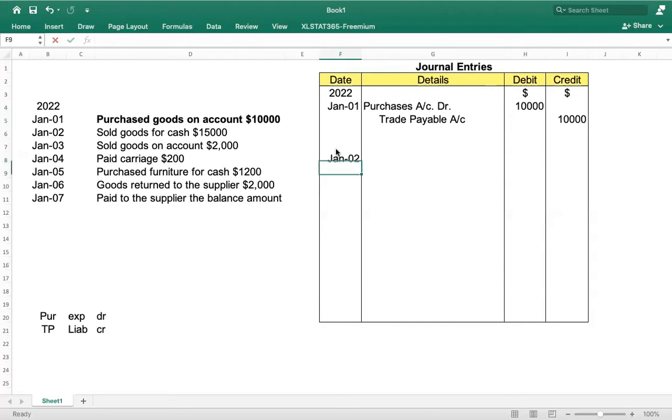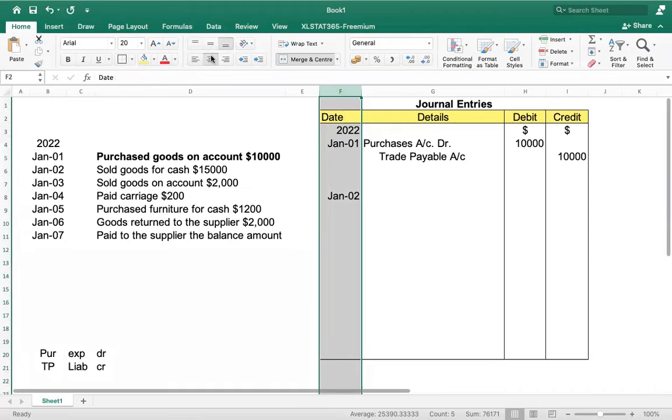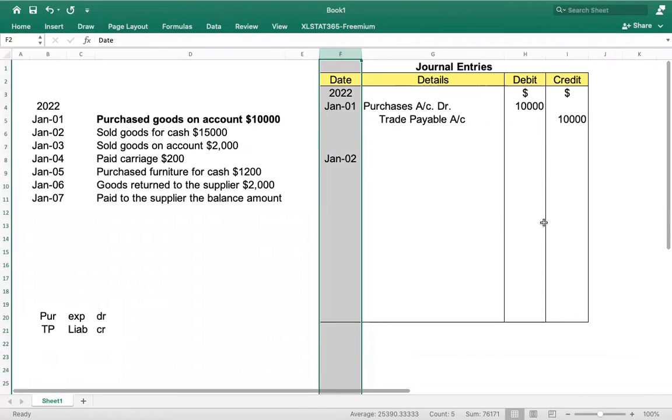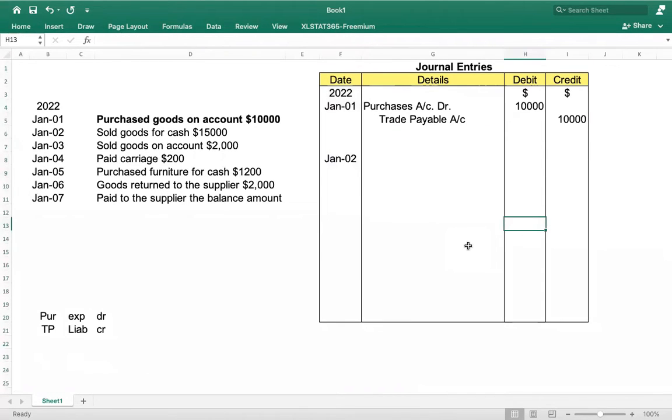Now, Jan second. Okay, do it for Jan second and tell me. Just give me a second, I'm still drawing the table. Be a little fast.